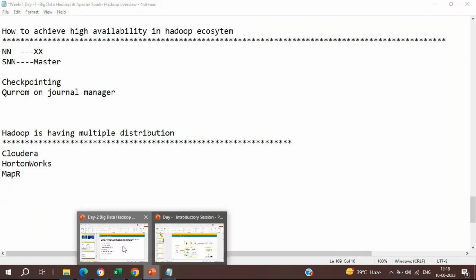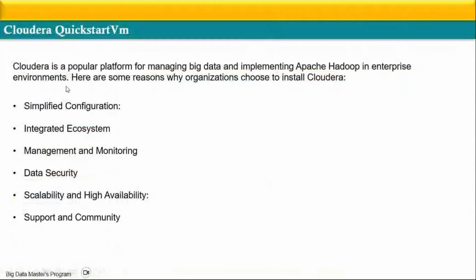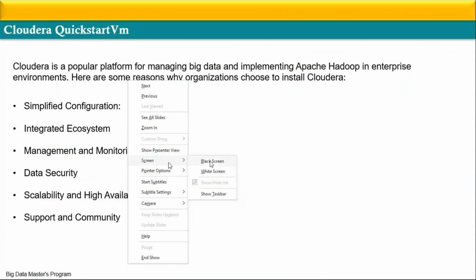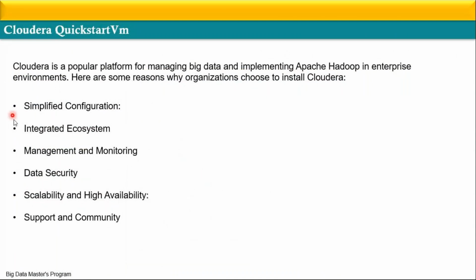So why have we picked the Cloudera QuickStart VM? Cloudera is the most famous tool, and it is built by the person who invented Hadoop. We have simplified configuration over here. We have all the tools inside the Cloudera QuickStart VM which are required for our learning journey. All the tools are integrated there: Sqoop, Hive, Spark. We just need to install and start practicing.